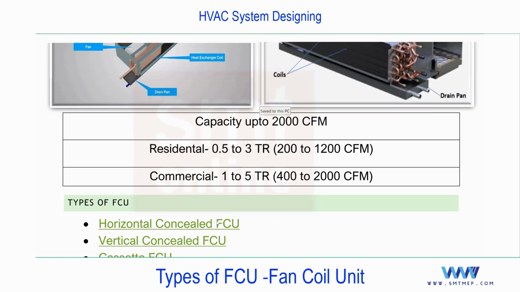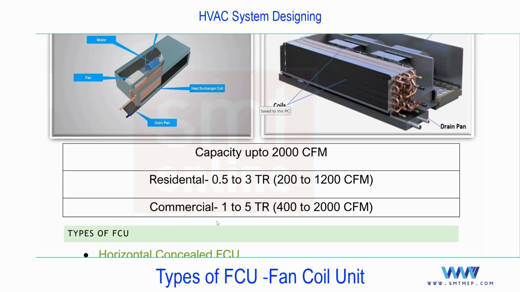We'll discuss the types, but before this, the major difference between the FCU and AHU, as I said, is the capacity. If you talk about FCU, the capacity is up to 2000 CFM. And you know what is CFM? If you don't know, please make a note. It's cubic feet per minute, a unit of flow rate in the English system. It can be liters per second or cubic meters per second. The detail we'll discuss at the time of ducting and air side in part 4 of this course.